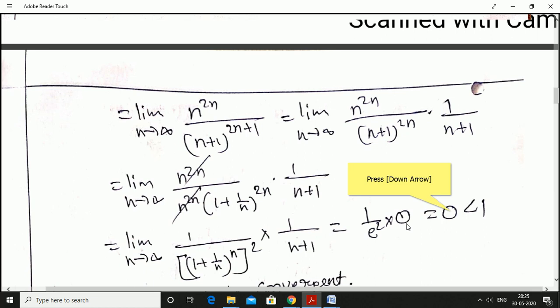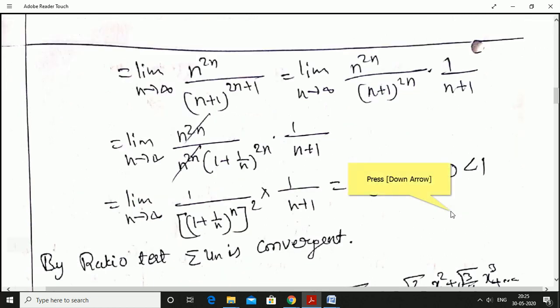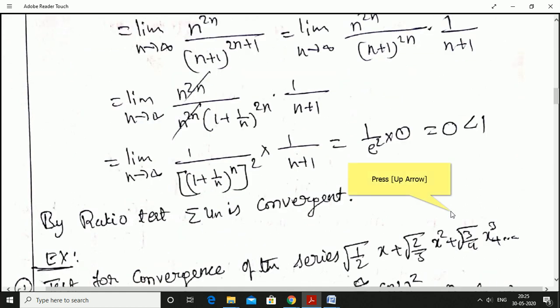1 by e square into, here if I apply the limit, 1 by (infinity plus 1). Infinity plus 1 is infinity. 1 by infinity is 0. 0 into 1 by e square is 0. 0 is less than 1. Hence by D'Alembert ratio test, sigma un is convergent.